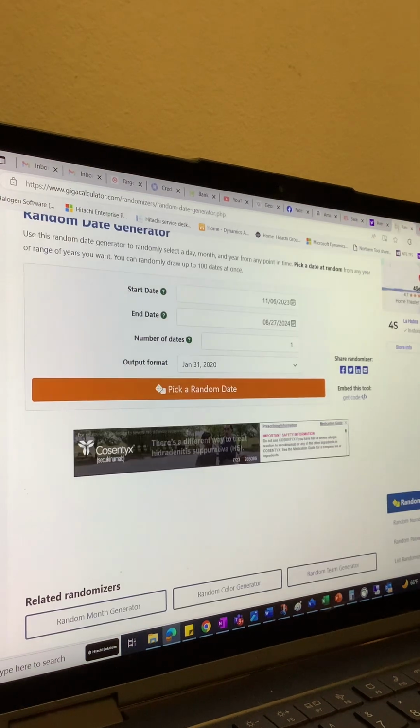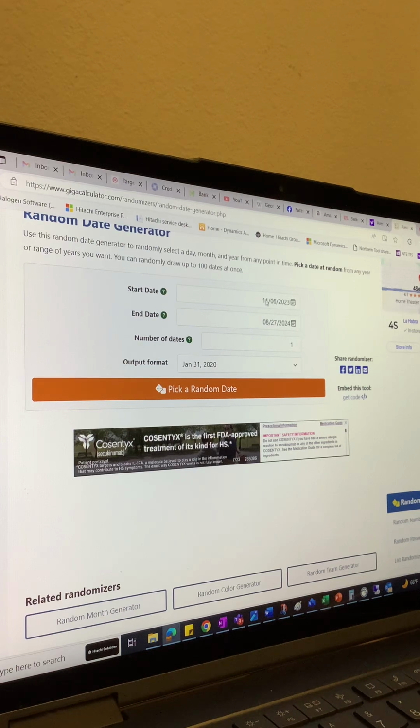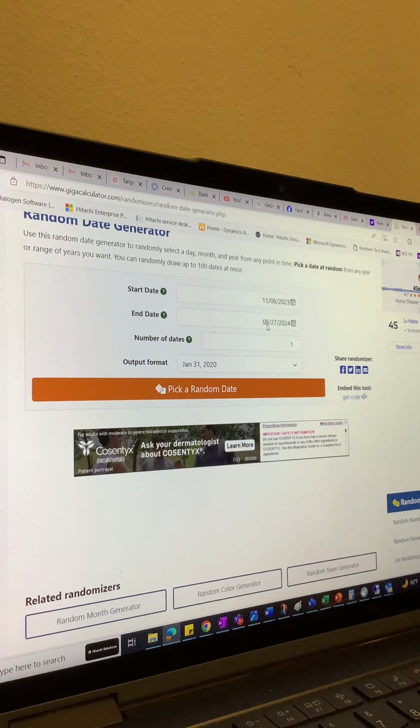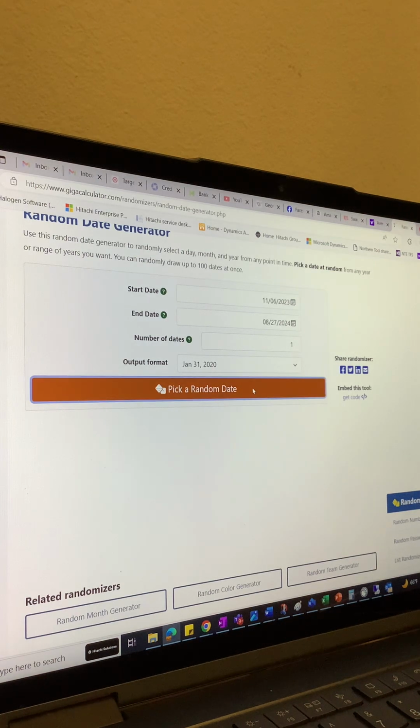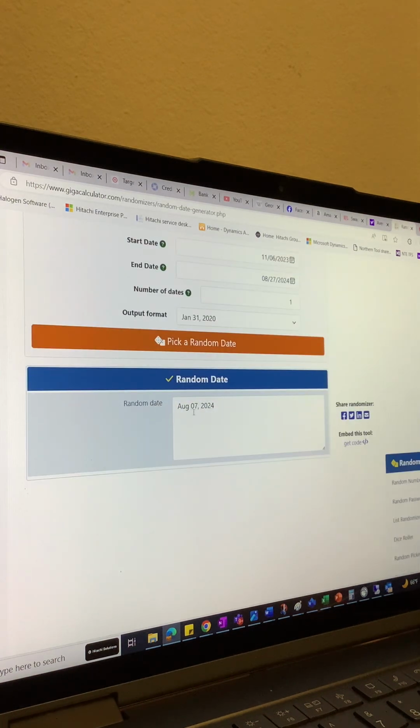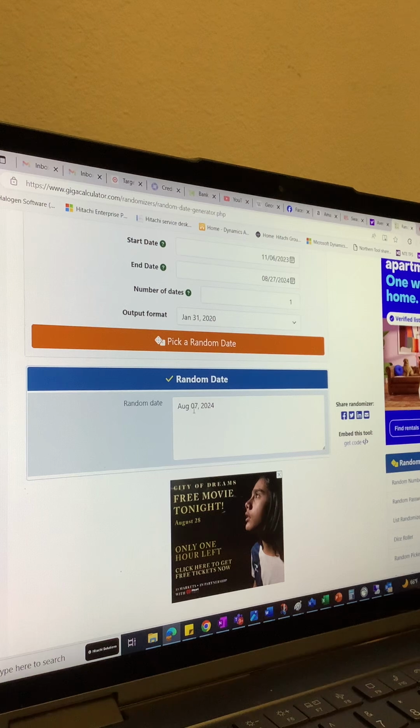Oh, and by the way, we have data for this going back to November 6th. So that's why this is as of yesterday, or as of November 6th. And we only want to look at complete days, so this is as of yesterday. So for me, I get August 7th.